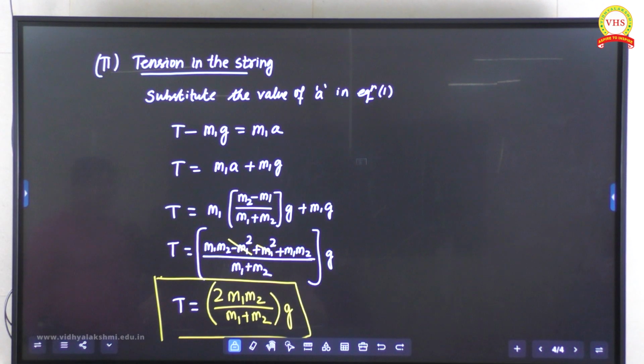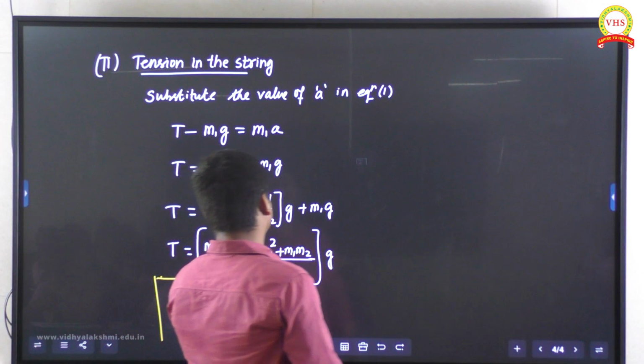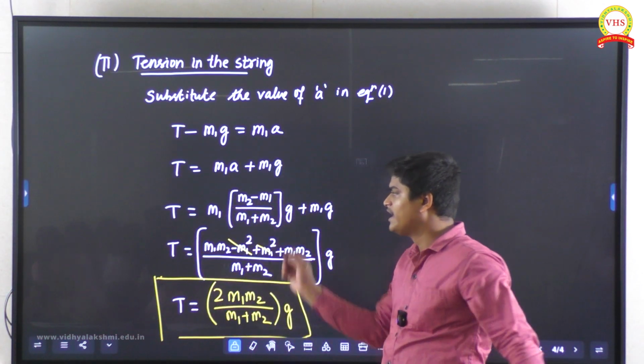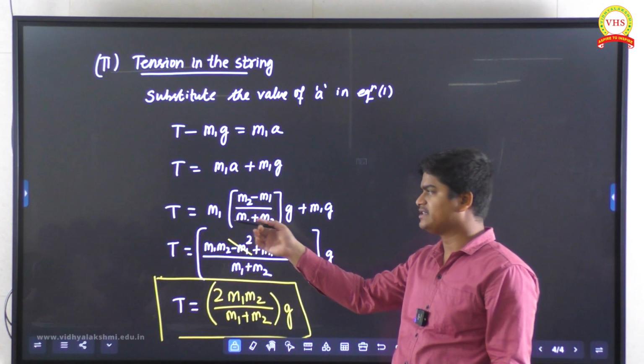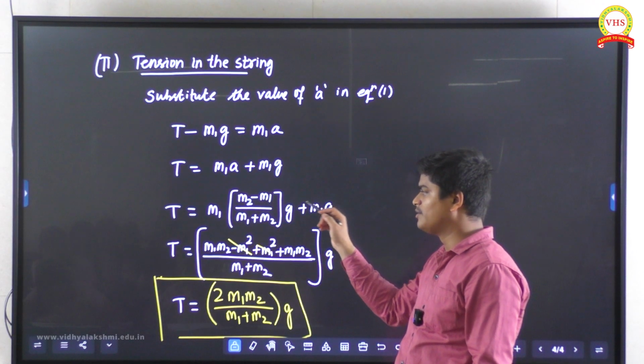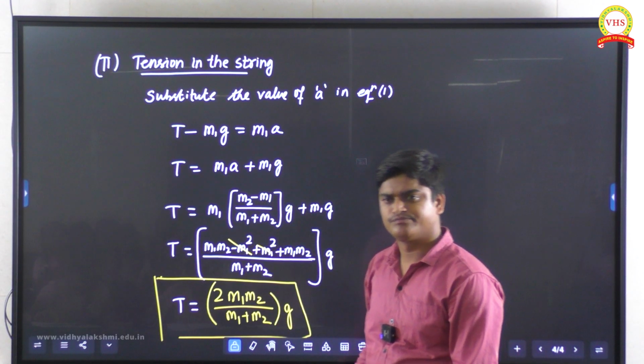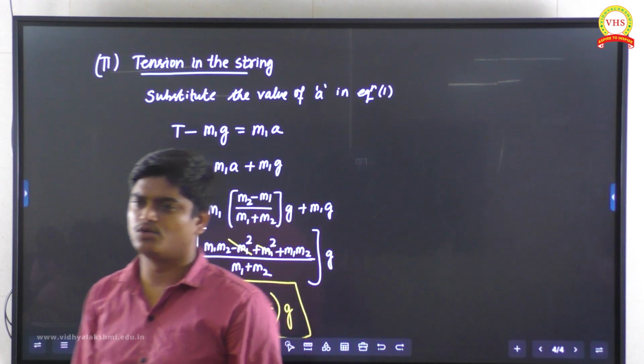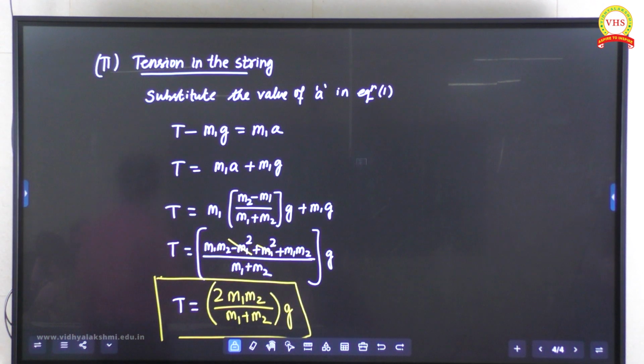Say if you are not able to do this way, you can take it from this step also, you can do it yourself. Take M1G common, then this term plus 1 will be there. There also you can take LCM. By taking M1G common also you can do it, no problem. But this also you can get.